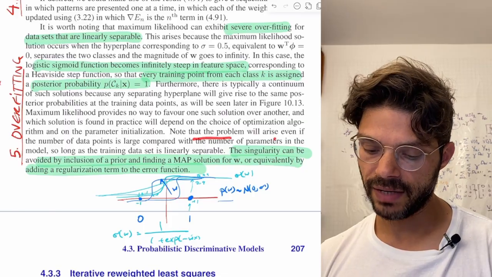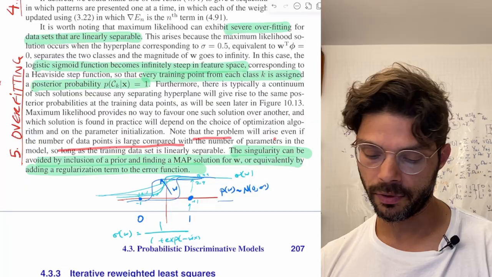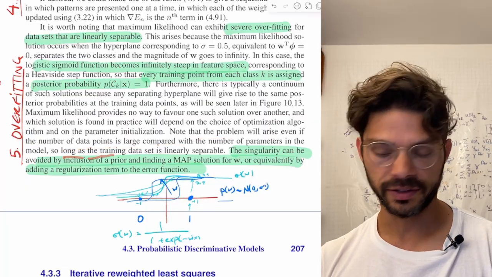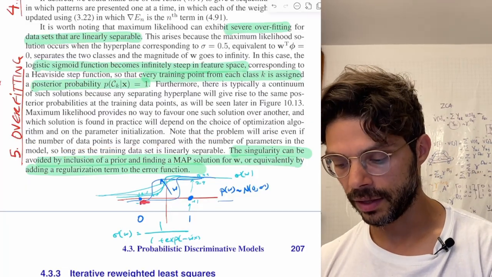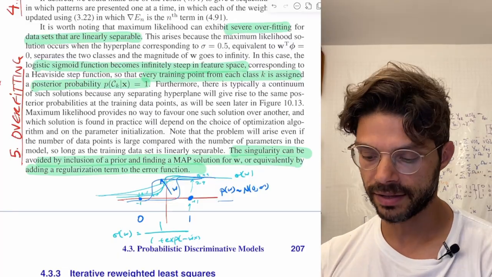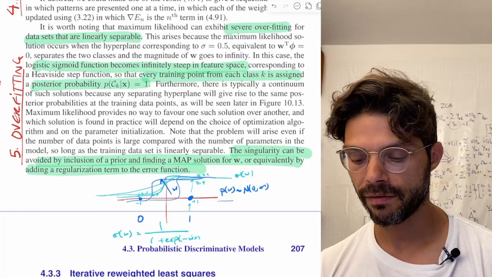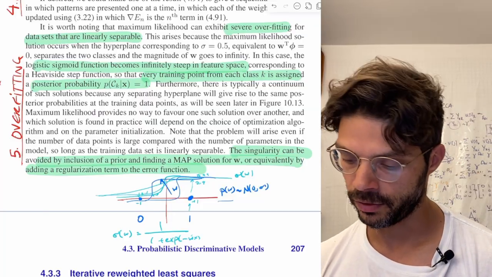Note that the problem will arise even if the number of data points is large compared with the number of parameters in the model, so long as the training data is linearly separable. So indeed, the main thing is just linear separability, but as I mentioned, that gets more likely when you have few samples compared to the feature numbers.